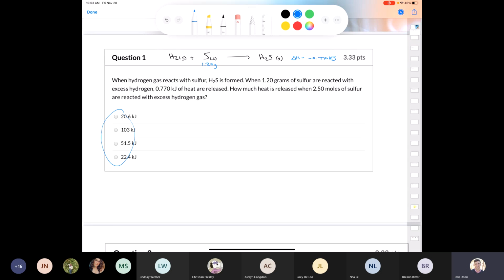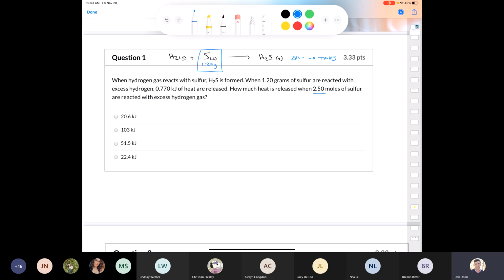Now you notice that none of the answers have a negative sign by them. The reason why is because when we see the word released, it says how much heat is released. That implies that it's negative, that it's exothermic. So we don't have to have the negative in there since we know that heat is being released. The negative sign is taken up by the wording. Anyhow, if we burn up that 1.20 grams of sulfur, we end up releasing that much heat. What's going to happen if we burn up 2.5 moles of sulfur?